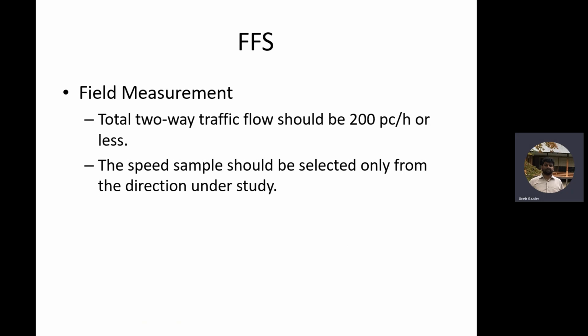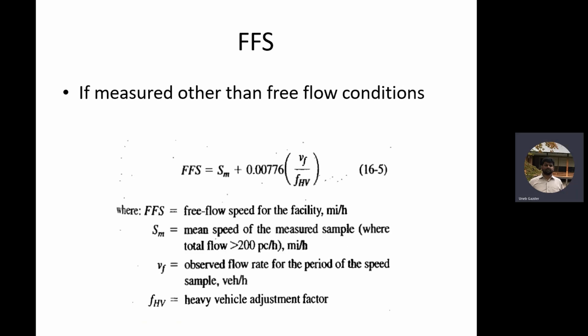So for example, you went to this two-lane highway, and you measured the flow. It was more than 200. But this is the only time you have to measure. You cannot come back at some other time. So what should I do then? I still measure the speed. If the flow is more than 200 passenger cars per hour, you can still measure the speed, but then you have to use this equation to calculate the speed. If the flow is less than 200, whatever you measure is your free flow speed. If the flow is more than 200, you measure the speed and you put it over here.